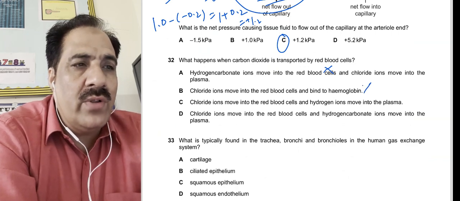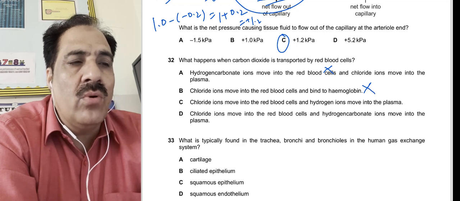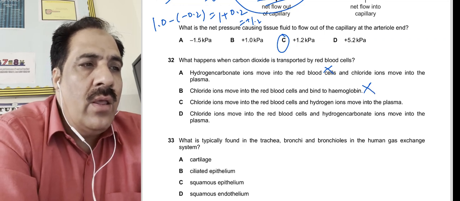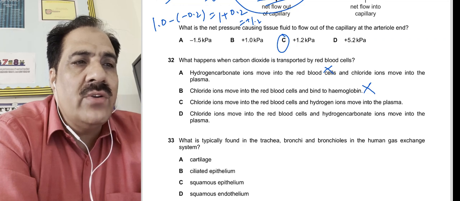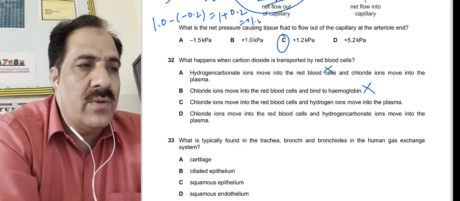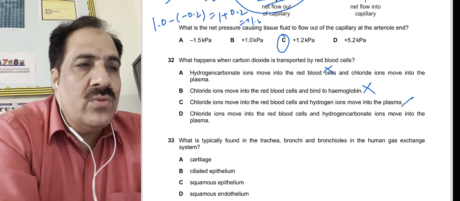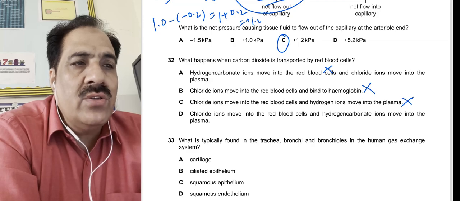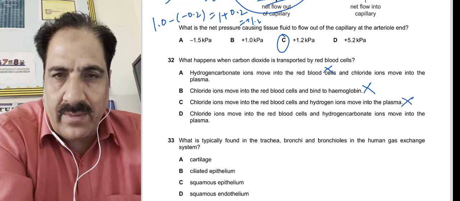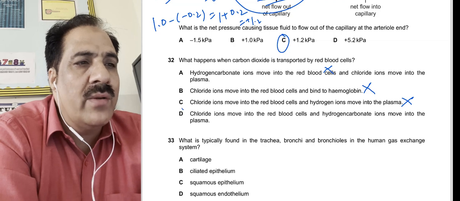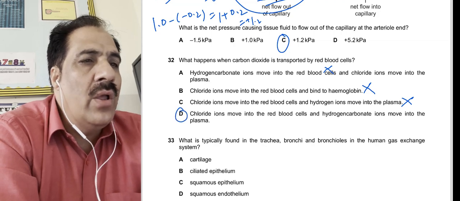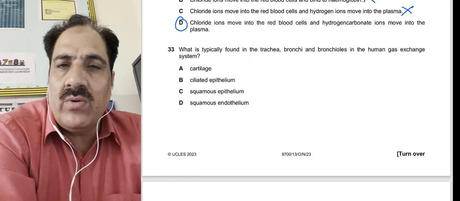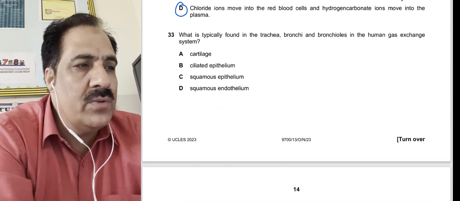Chloride ions move into the red blood cells and bind to hemoglobin. They don't bind to hemoglobin. Chloride ions move into the red blood cell and hydrogen ions move into the plasma. Chloride ions move into the red blood cell and hydrogen ions are picked up by the hemoglobin. Chloride ions move into the red blood cell and hydrogen and carbonate ions move into the plasma. This is what we call the chloride shift. This is the correct option.